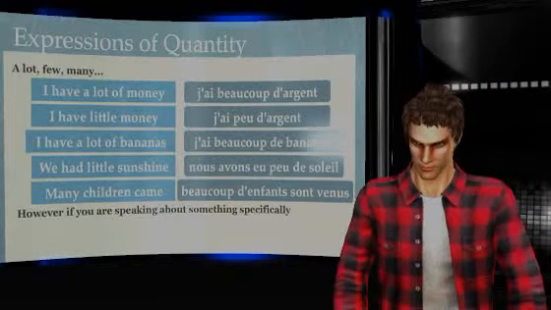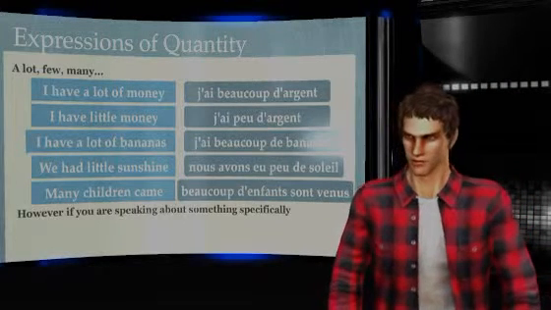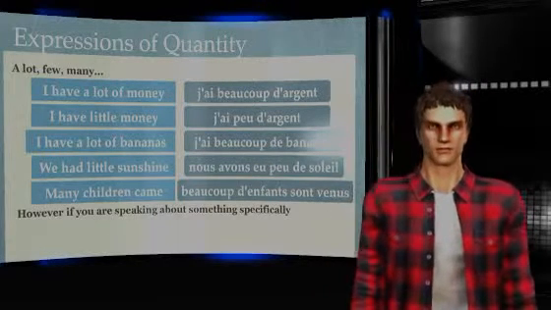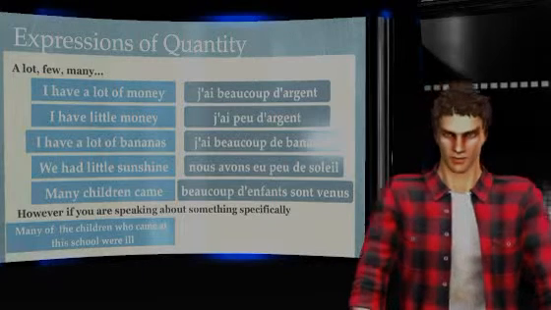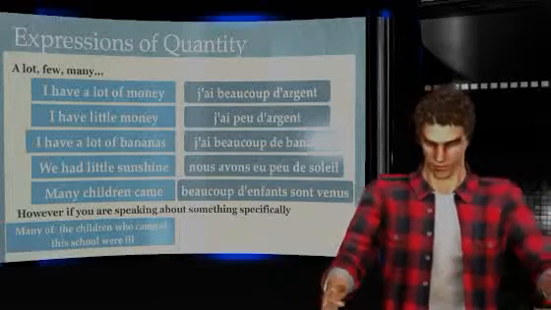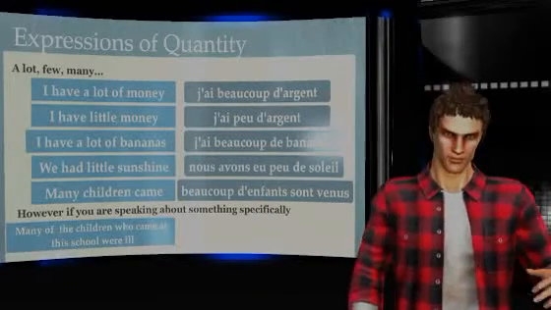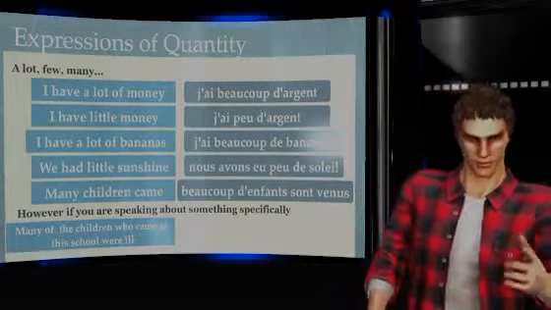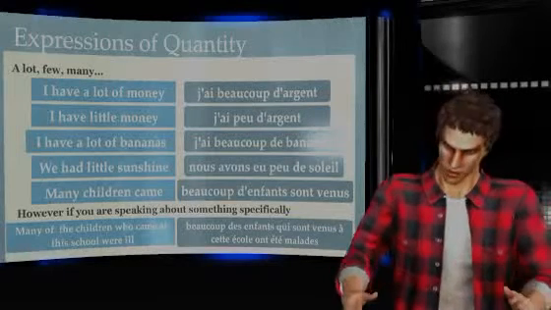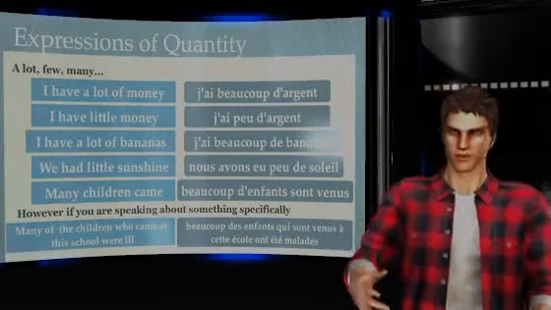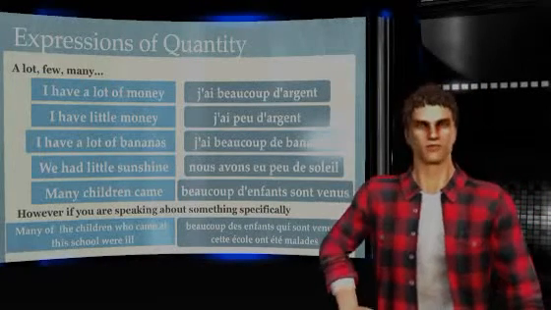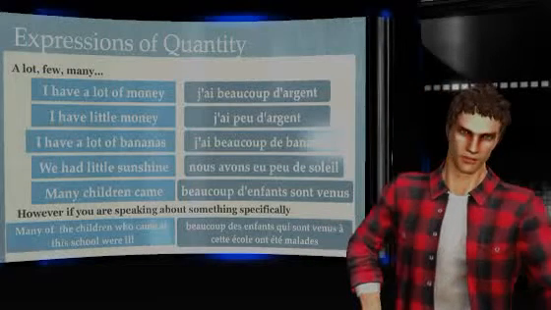There is an exception, however. Again, if you are speaking about something specifically, we will need the definite article. So let's take the same example. Many of the children who came to their school were ill. So here we are specific because we are not talking about children in general, but the children at their school. For this reason, we need the definite article in French, and we say beaucoup des enfants qui sont venus à cette école ont été malades. As you can see here, we have des instead of de les with the definite article les.